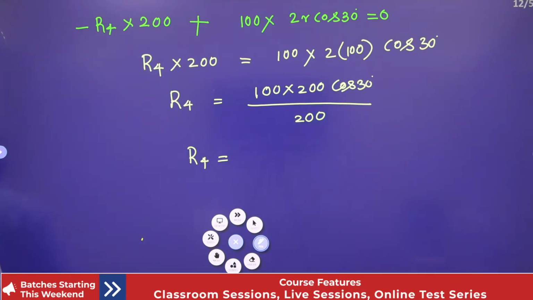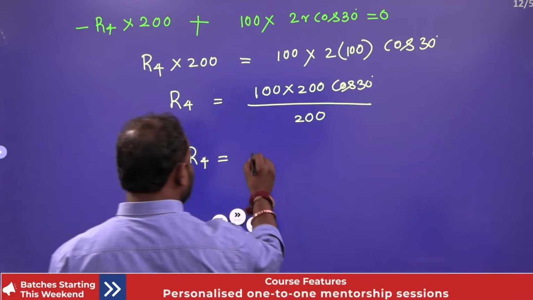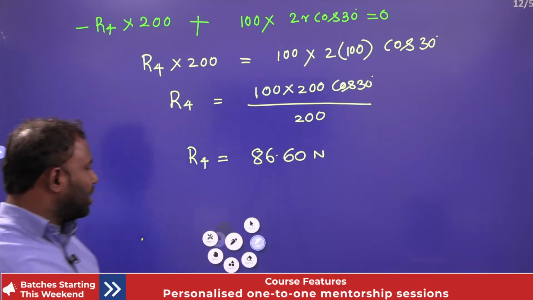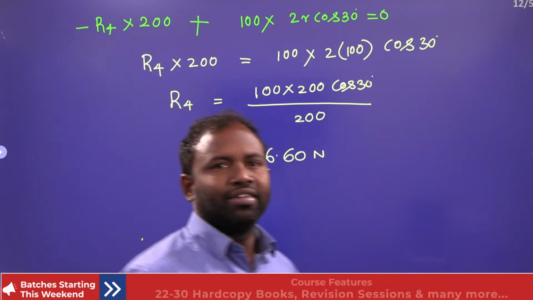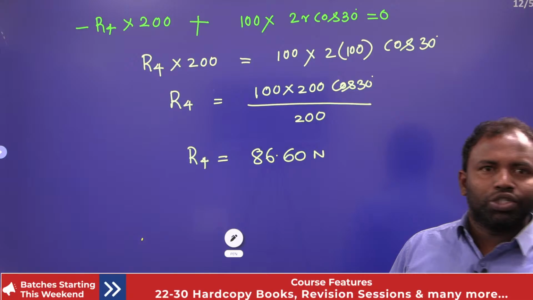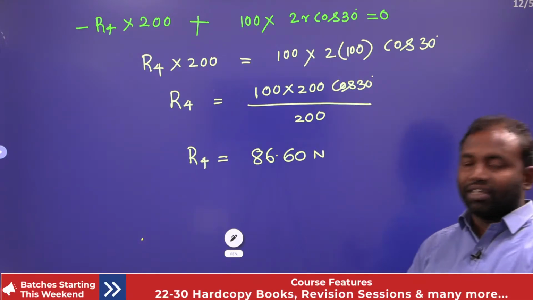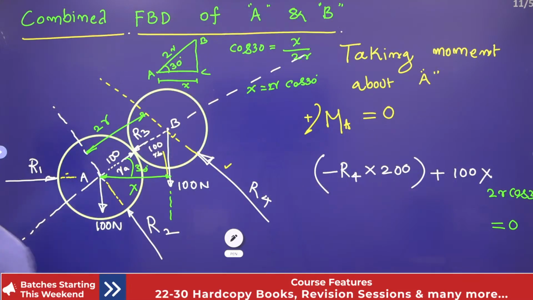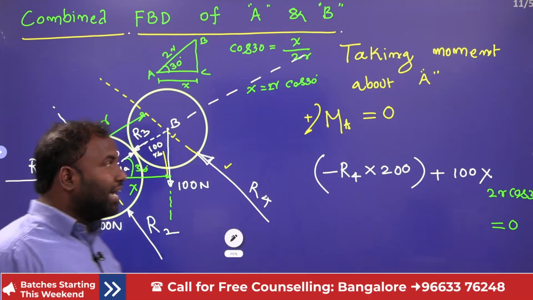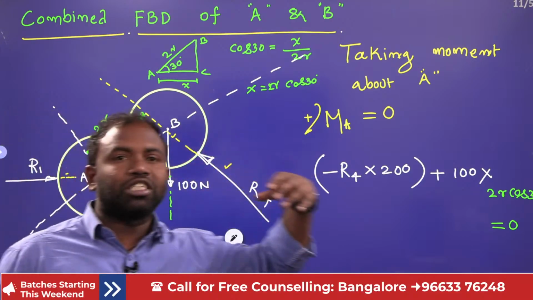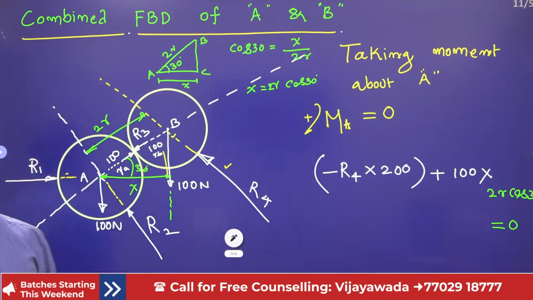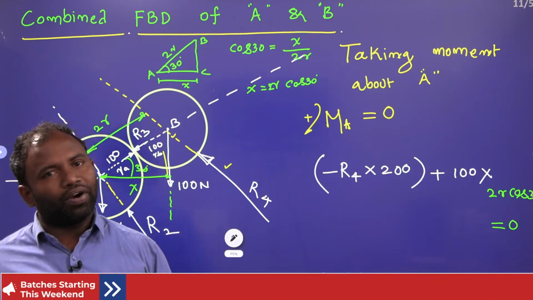R4, you are going to get it is 86 point. So, clear everybody, guys? Like that, you are supposed to solve your particular C. If they ask only R4, then take a combined free body diagram and take moments about any point equal to 0, and then you are going to get R4 very easily. Clear? So hope you understand, everybody.